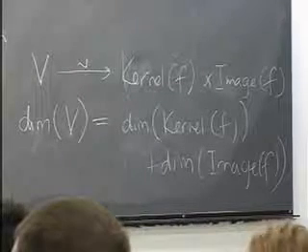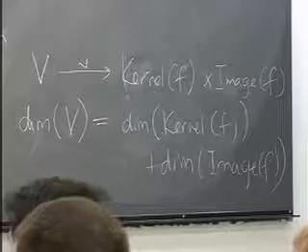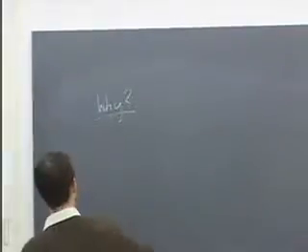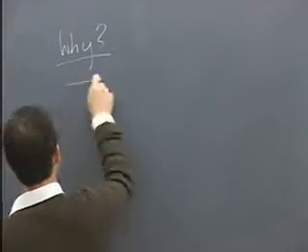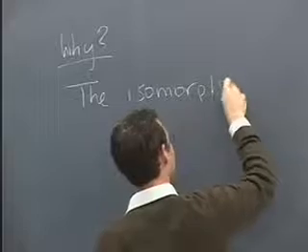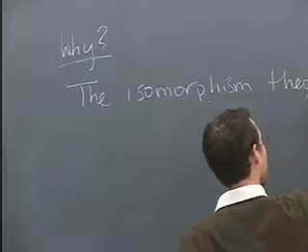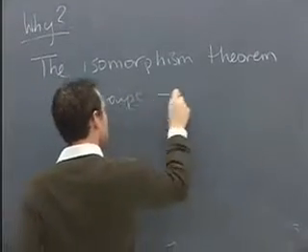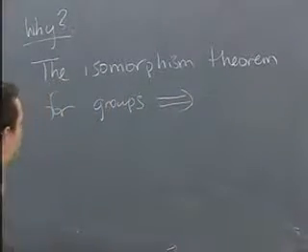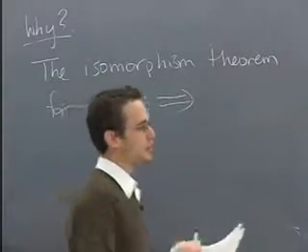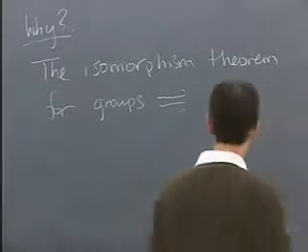So we saw a very significant isomorphism theorem. So why? Well, the isomorphism theorem for groups implies another sort of isomorphism theorem for vector spaces, where you just add in the linear structure, which is something that's lacking in general groups.